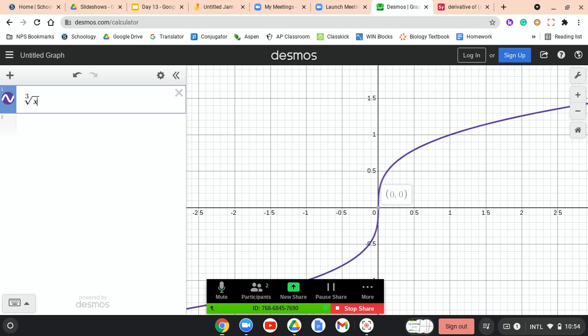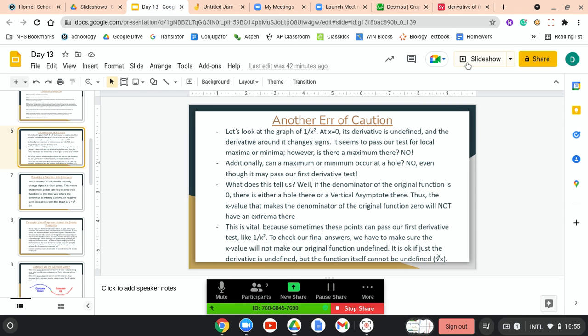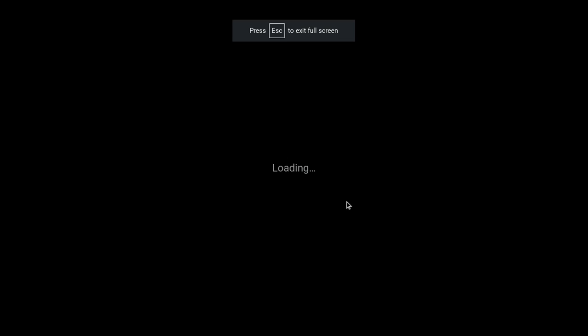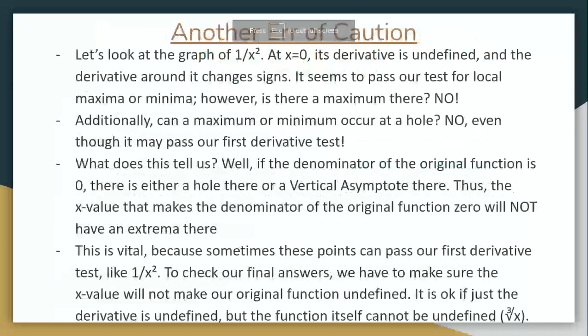So it's fine for the derivative to be undefined because, yet again, that's where we have a critical point. We just can't have the original function be undefined. Cool. Awesome. Any questions? All good. Cool.